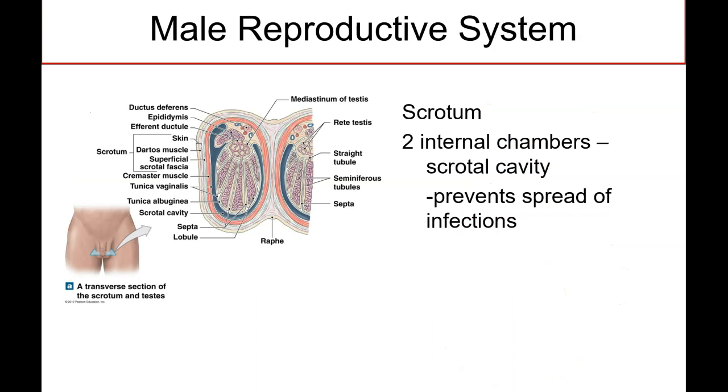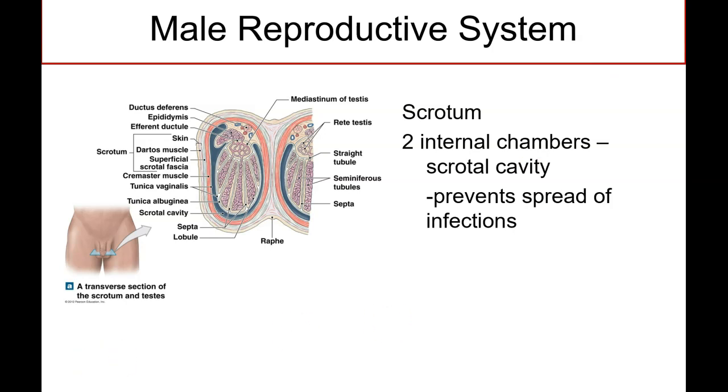If we look inside the scrotum, you have your scrotum, and then there's 2 chambers. Each testis has its own cavity, which is important. It basically prevents infections from spreading from one testicle to the other testicle.